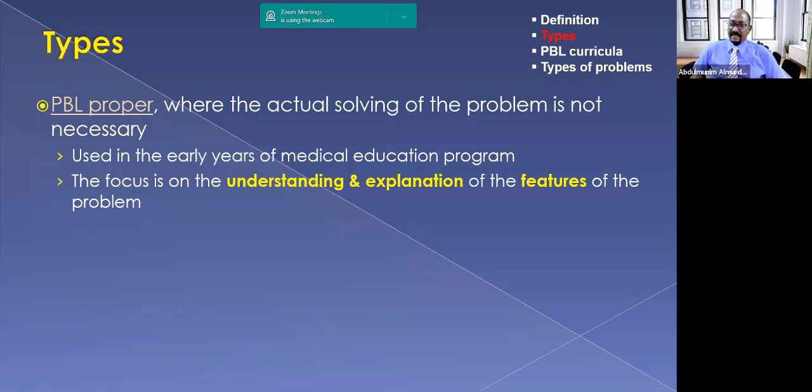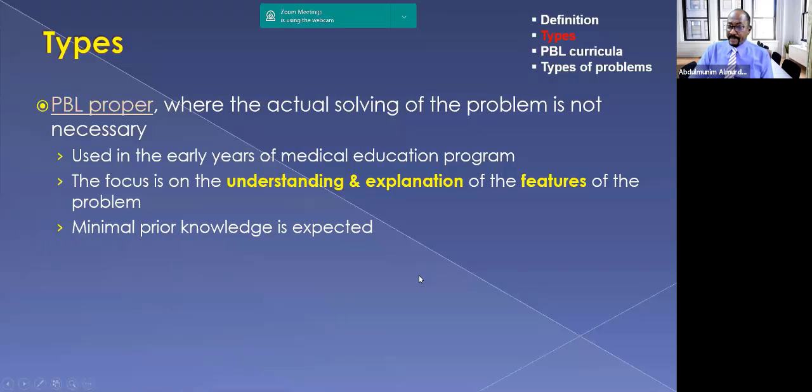Why did I highlight these three words? Because they are keywords. If you want to understand, you want to train your mind, and then you can later explain what? Explain the features of the problem. The features of the problem, and later on we will talk a little bit about what we mean by features of the problem.